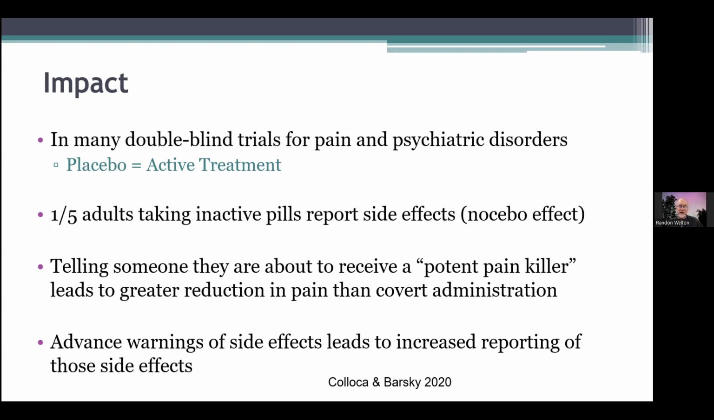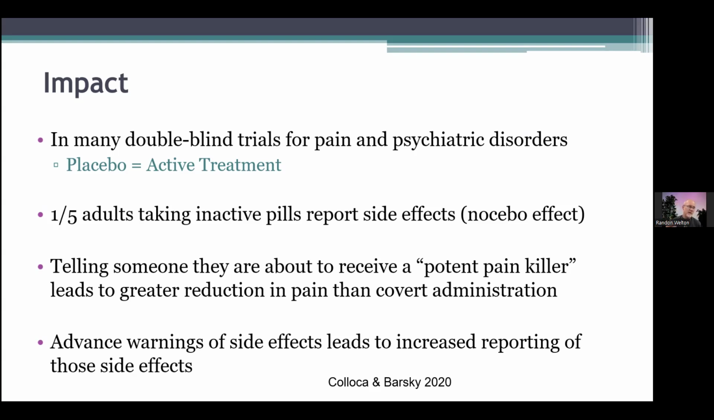1 out of 5 adults taking an inactive pill, so taking a placebo pill, report side effects. It's pharmacologically inactive, but they still have side effects. That's a nocebo effect.